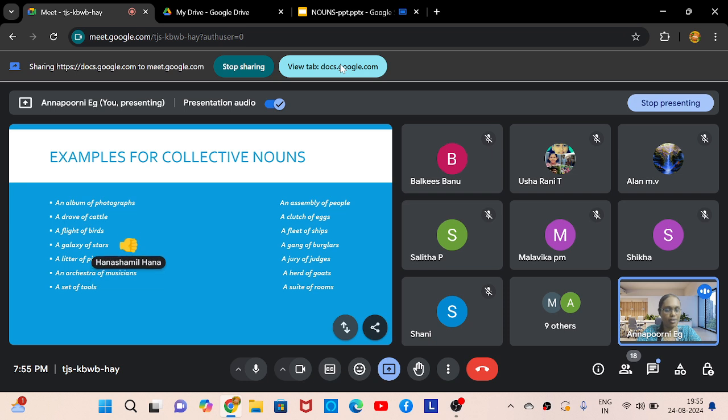Or a gang of burglars. These 3 words are synonyms: burglars, thieves, robbers. These three are synonyms.